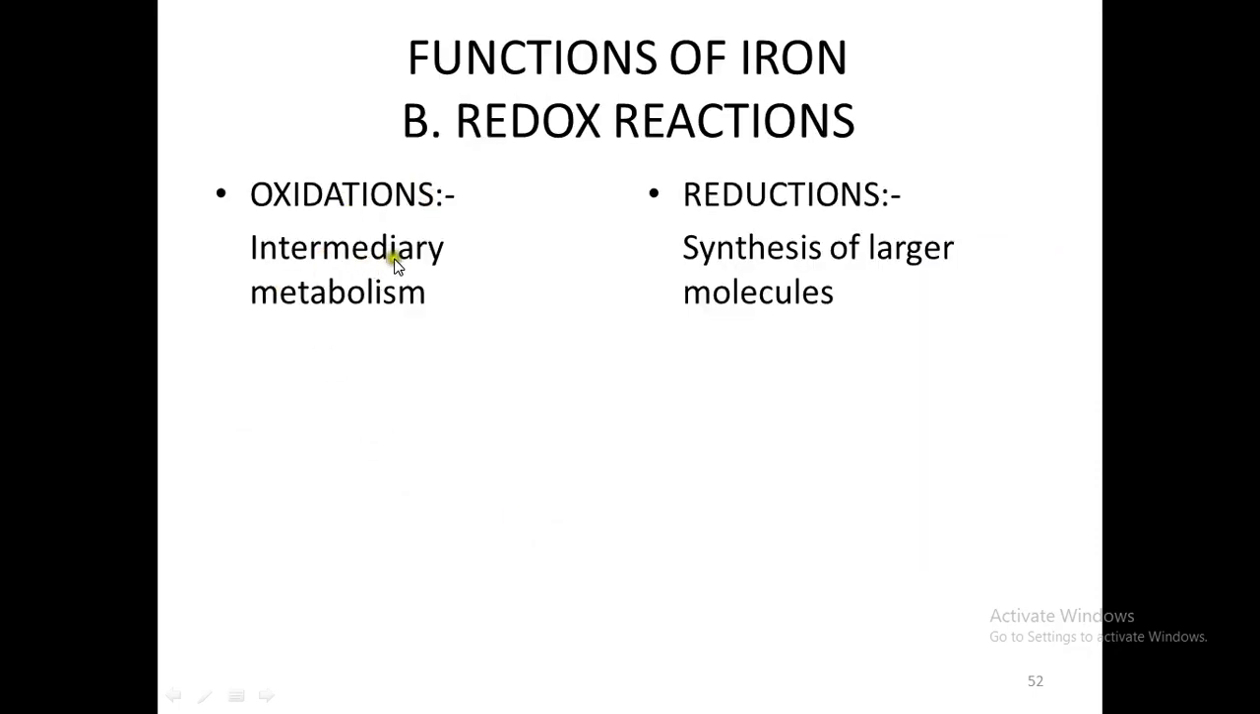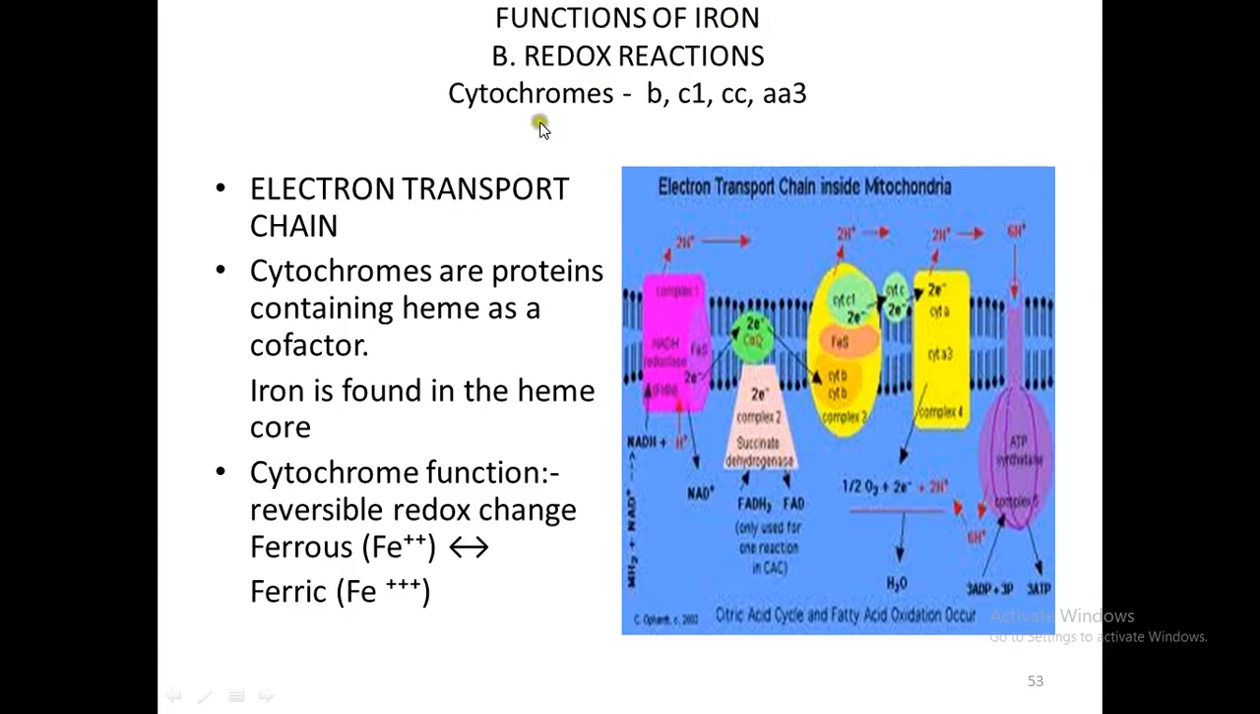Oxidations are a part of intermediary metabolism, and reductions are used in the synthesis of larger molecules in the body. Redox reactions are found going on in cytochromes, in the respiratory chain: cytochrome b, c1, c, aa3. These are all found in the electron transport chain. What are cytochromes? They are proteins containing heme as a cofactor, and iron is found in the heme core. The function of the cytochromes is reversible redox reactions, meaning ferrous is changing into ferric and again ferric is changing back to ferrous. This is how they are transporting electrons throughout the electron transport chain.